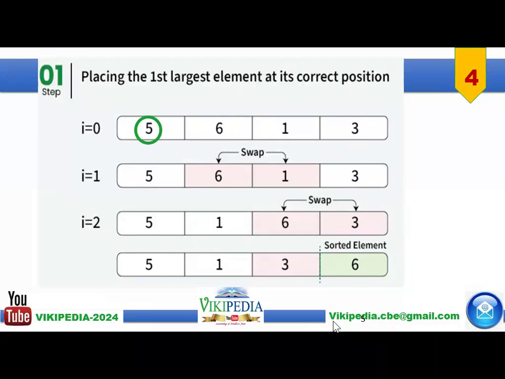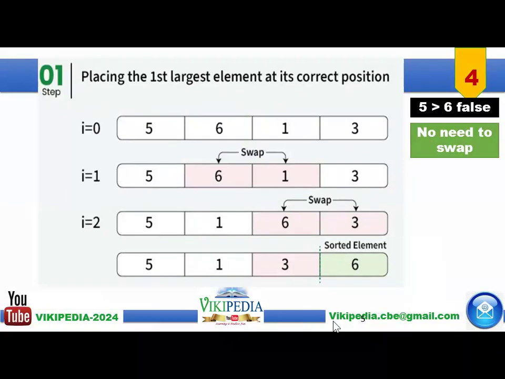Now we will take the first two adjacent elements and compare them. We will use a condition: the left hand element should be greater than the right hand element. If it is so, then only we will swap. Here 5 is greater than 6, which is false, so there is no need for swapping.